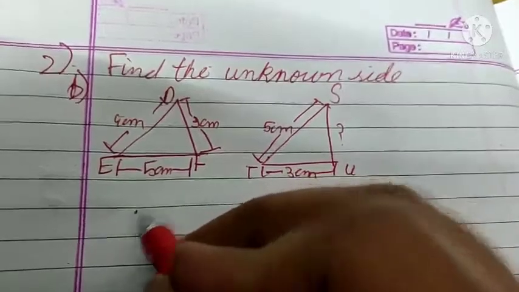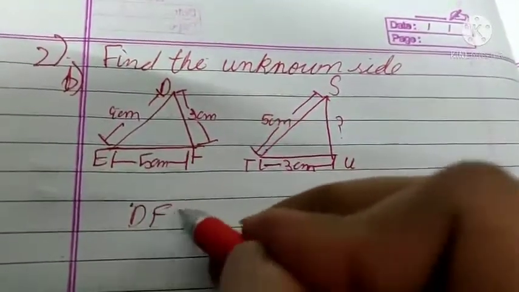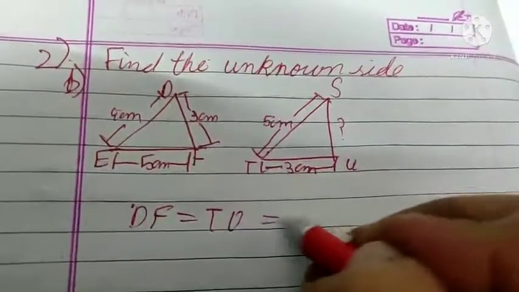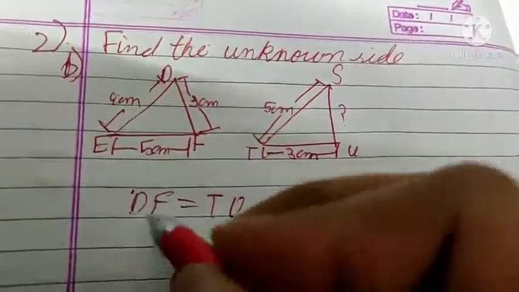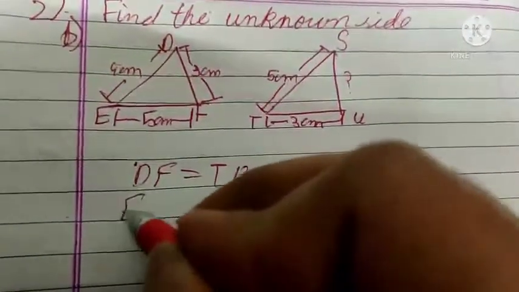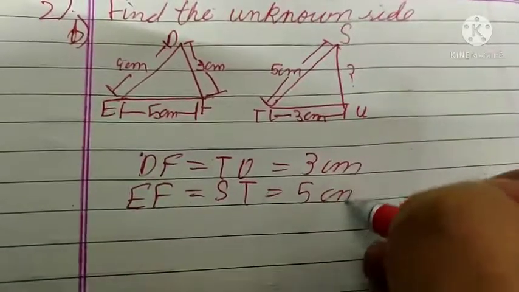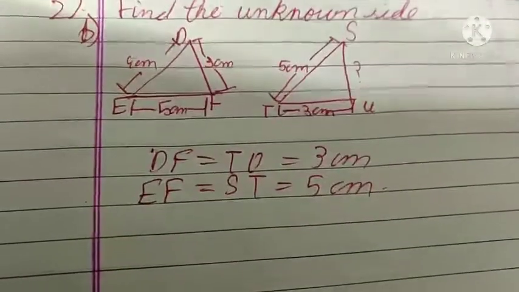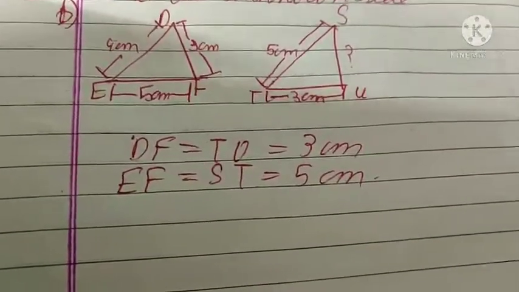Here this is 3 and this is 3, meaning DF and TU are equal, both are 3 centimeters, and here EF is equal to ST, they are 5 centimeters. Okay, these two triangles being congruent, all three sides must be equal.